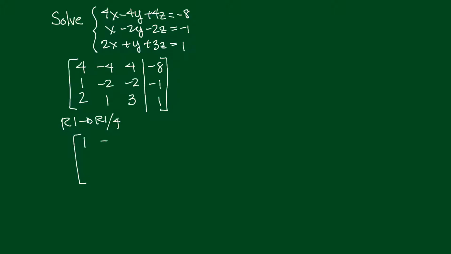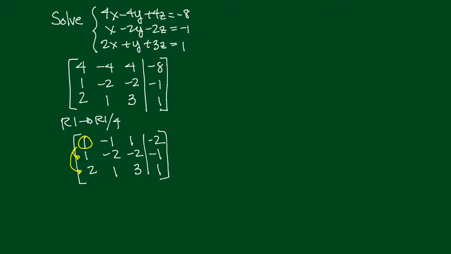We'll get 1, -1, 1. There's our line, and -2. Rows 2 and 3 stay the same: 1, -2, -2, -1, 2, 1, 3, and 1. So I've now got the 1 in that top left position, and I'm going to call that my pivot. And what I'm going to do is use row 1 and row 2 to get a 0 here, and then I'll use row 1 and row 3 to get a 0 here.